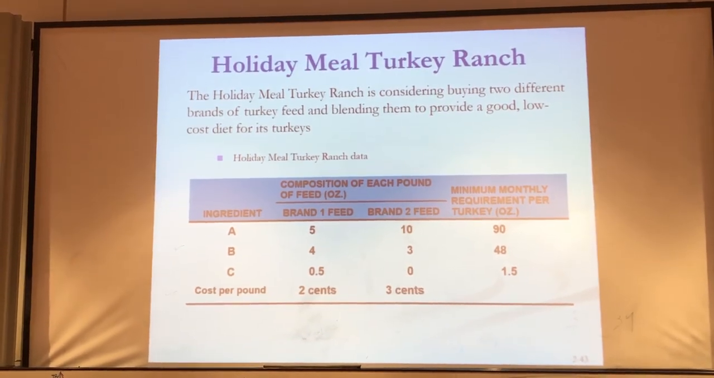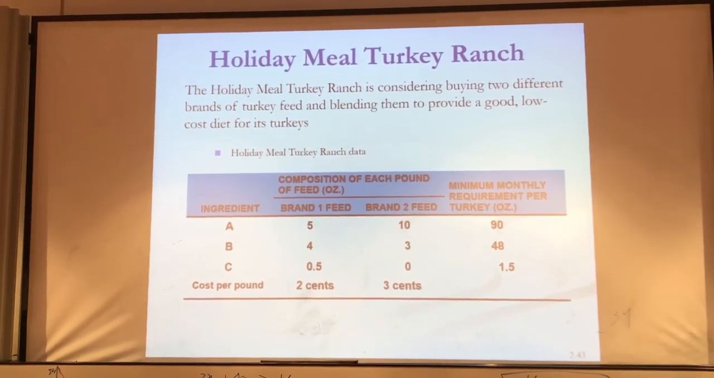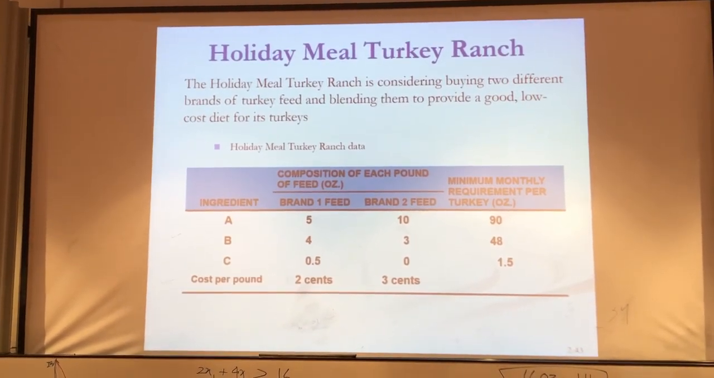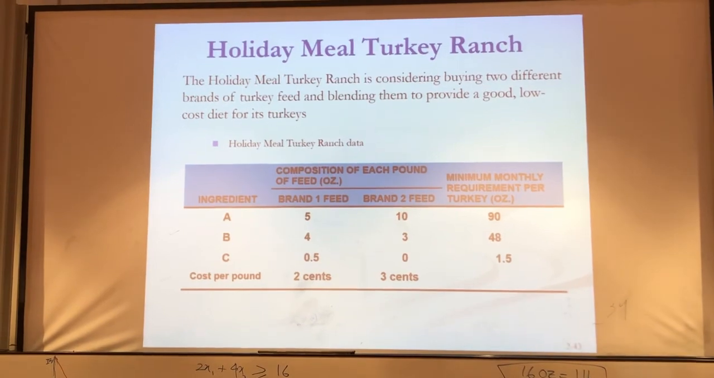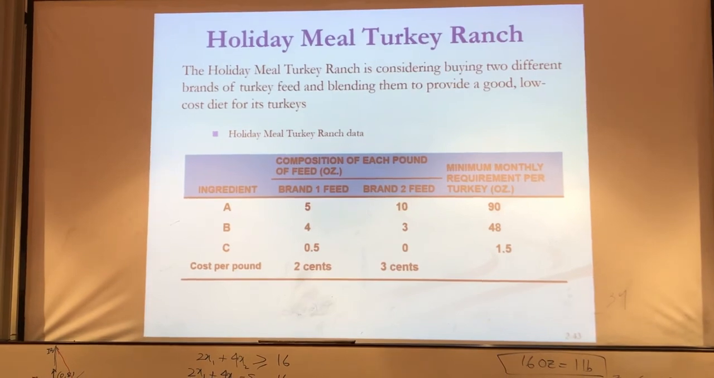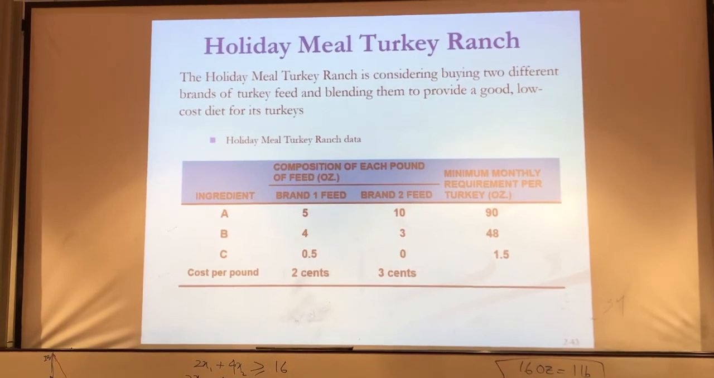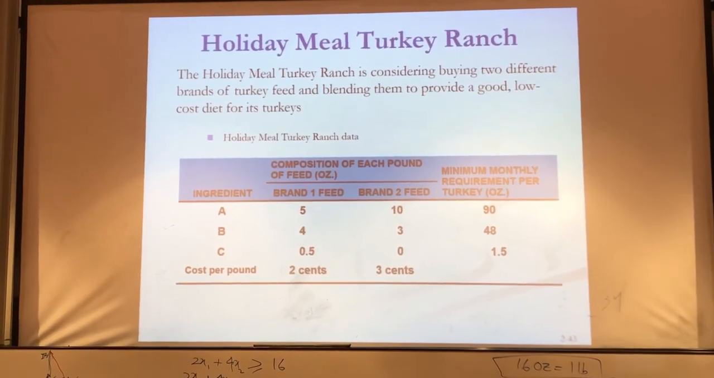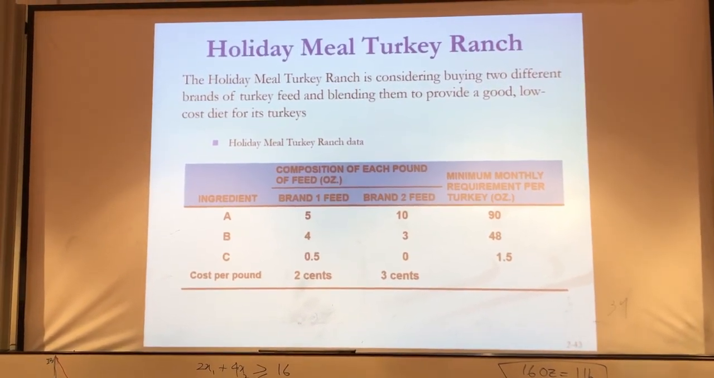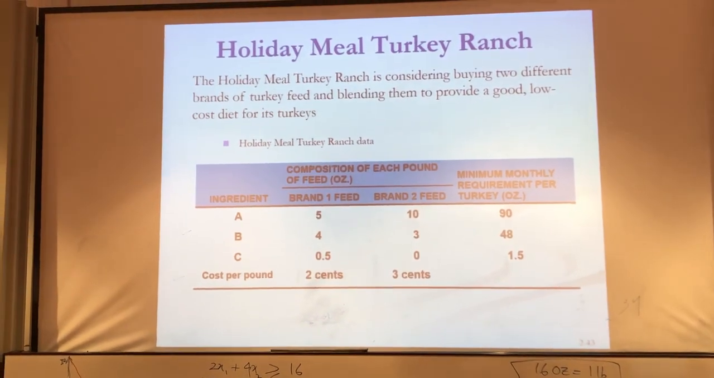There are 2 brands, so we have to decide how much of each brand to buy. So we can say X1 is equal to the number of pounds of brand 1, and X2 is the number of pounds of brand 2. Define them, X1 and X2. Okay, after defining, what is our objective? Are we going to maximize or minimize? We have to minimize the cost. Cost per pound is given.